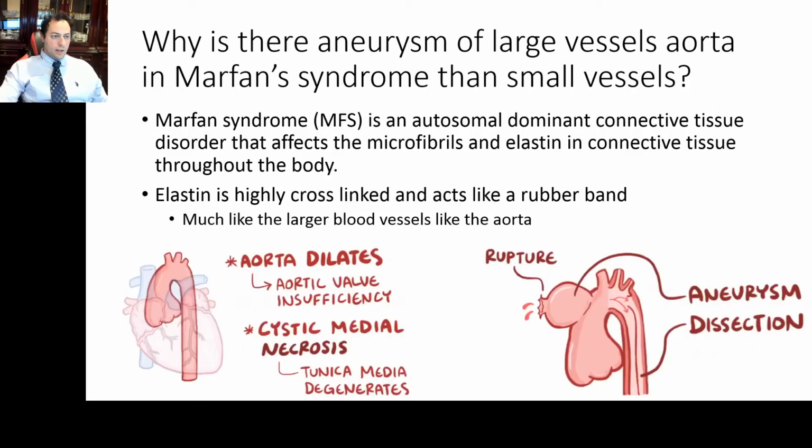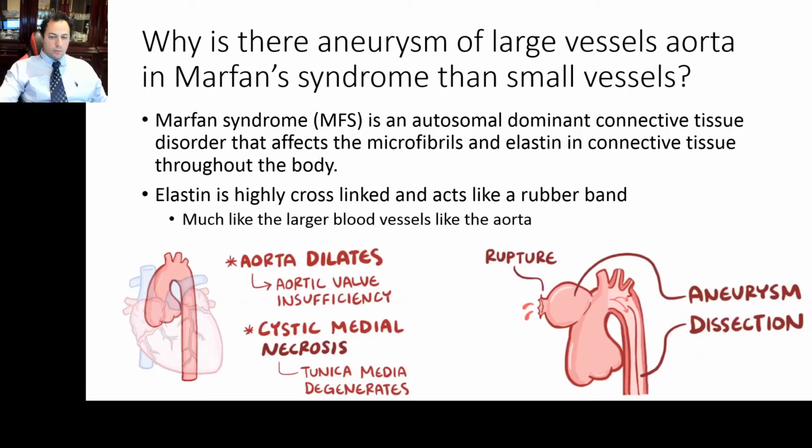Next question is, why is there aneurysm of large vessels like the aorta in Marfan syndrome rather than small vessels? So Marfan syndrome is a mutation of the fibrillin 1 gene, short form FBN1, on chromosome 15. It causes defective connective tissues with microfibrils and defective elastin.